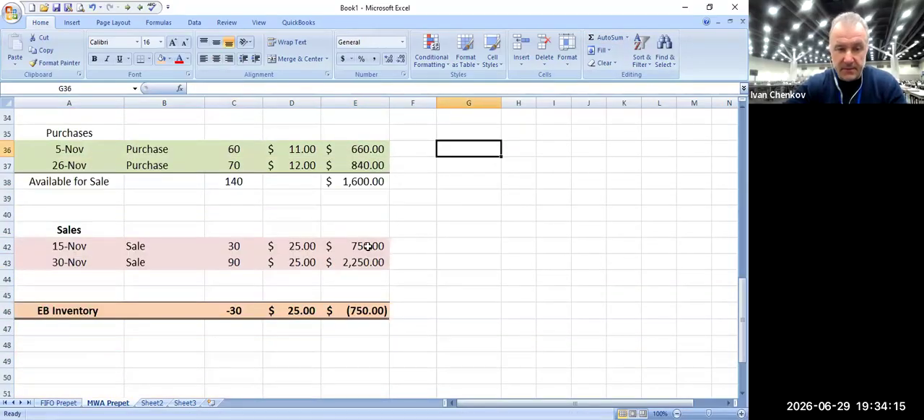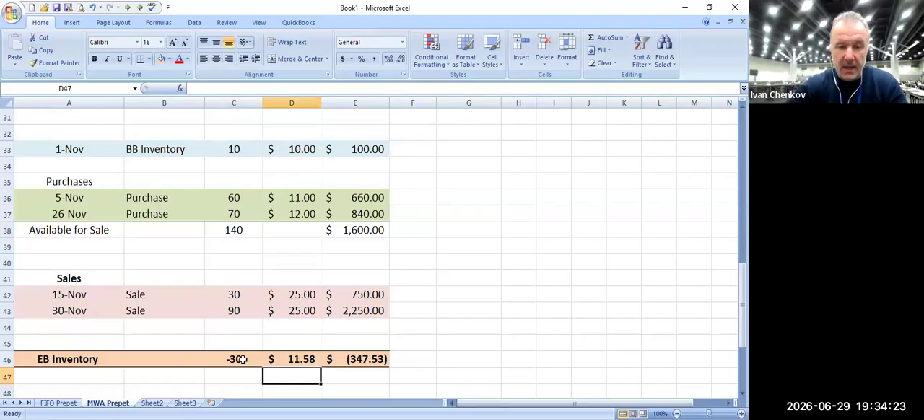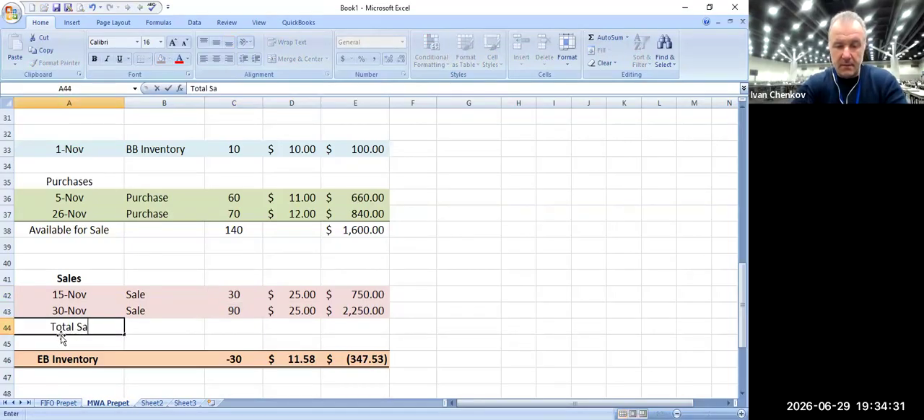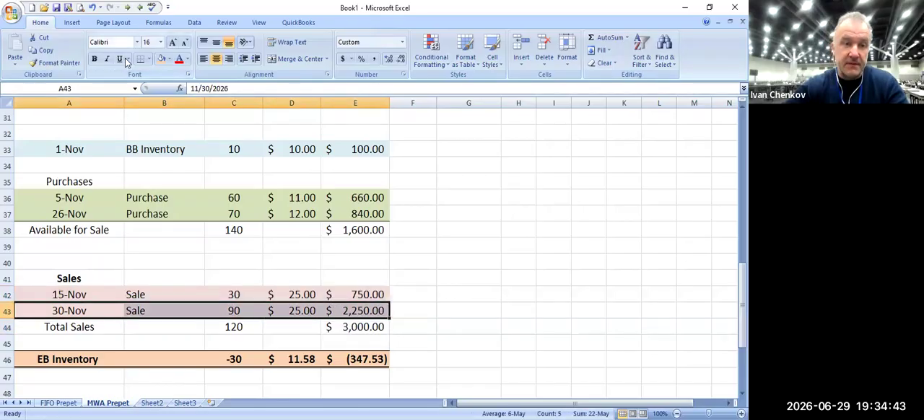Now the sales are the same. Ending inventory, however, comes with a different cost now. It's 1158. And our total sales in this case are 120, with the total sales price of $3,000, same as the first in, first out.